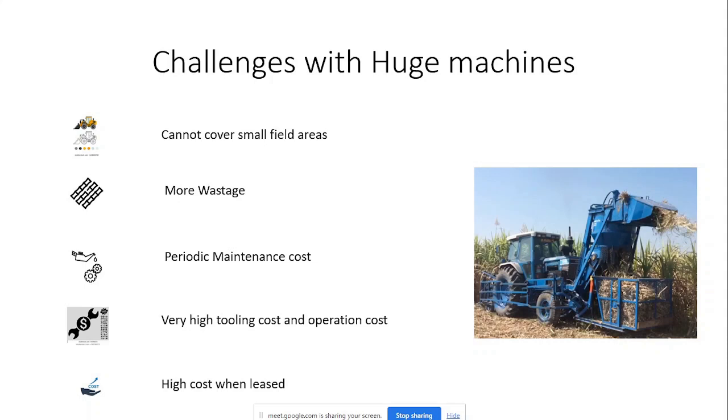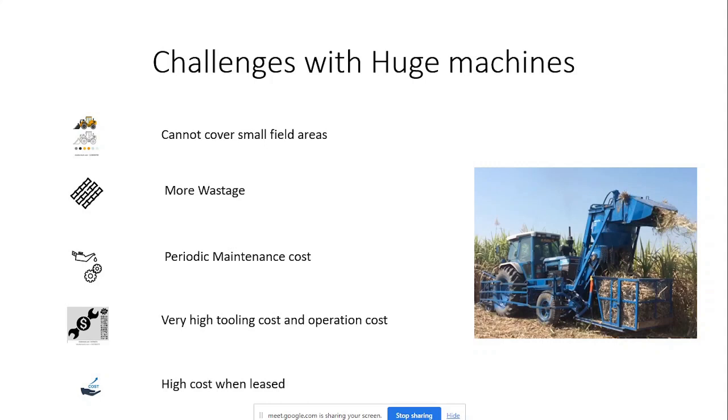The challenges already available with huge machines are these: they cannot cover small field areas in my farms, they produce more wastage, periodic maintenance cost is huge, very high tooling cost and operating cost is needed, and there is high cost when leased. So these are all the challenges available with huge machines.